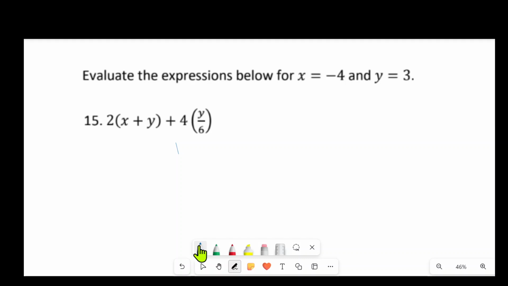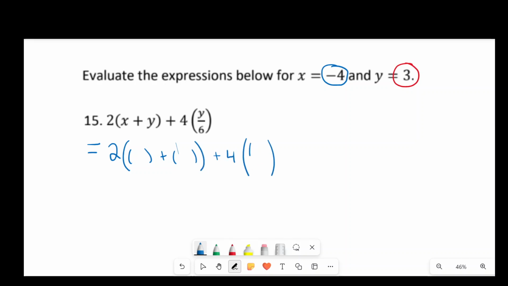So we need to first do the substitution. Anywhere that I see an x, I now know that the value of x is -4. And anywhere that I see a y, I know the value of y is now 3. So the expression says 2 bracket, and then there's an x, plus y, and then there's a close bracket, plus 4 times another bracket, where there's y in the numerator and 6 on the bottom.